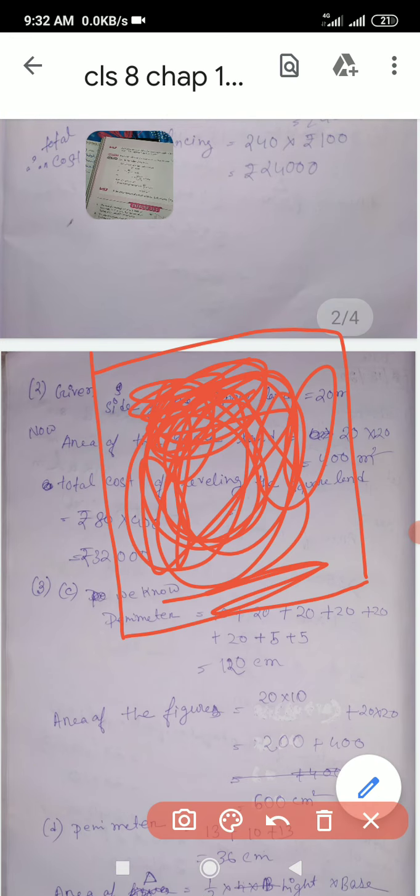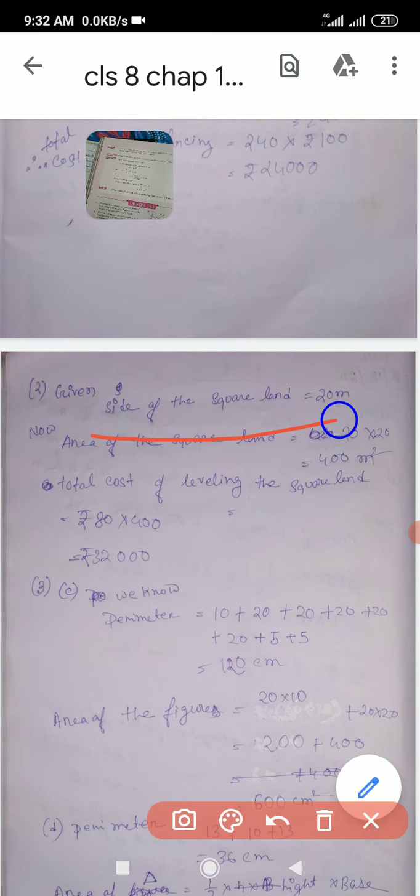The first one, the side of the square land is 20, and the area of the square land is 20 into 20, which is 400 meters square. Remember, for area the unit will always be square, whether it is centimeter square, meter square, or any other unit, but it will be square. The total cost of leveling the square land, since the cost of 1 meter square has been given as rupees 80, so 400 meter square will cost what?